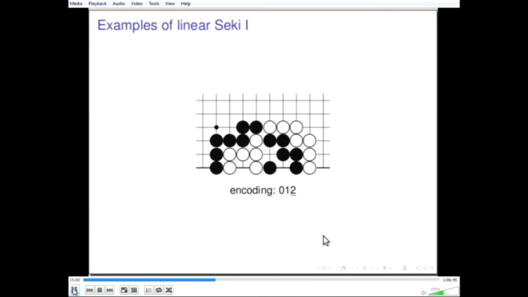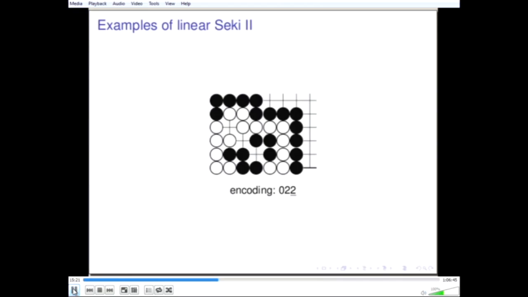So here is a linear Seki. We start with one liberty represented by 0, have a white chain which has another liberty, represented by 1, and then two black chains represented by 2 underscore leading to one other liberty. This here is also a linear Seki, where one liberty represented by 0 is linked to another liberty through two white chains, the 2 here, and then two black chains represented by 2 underscore link this to another liberty.